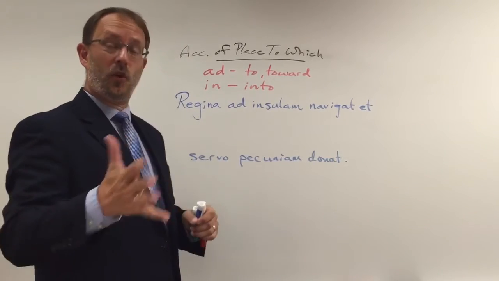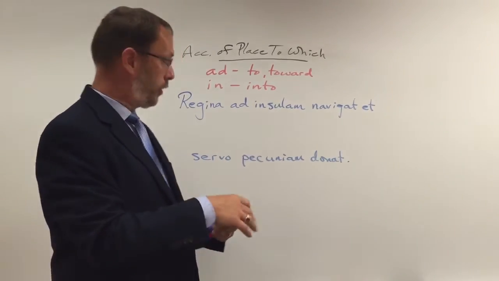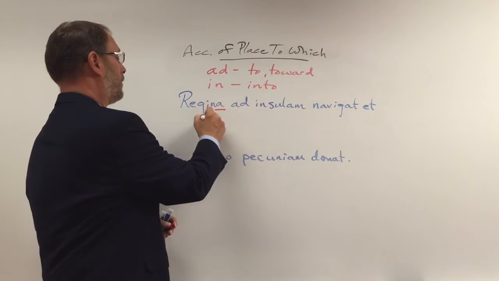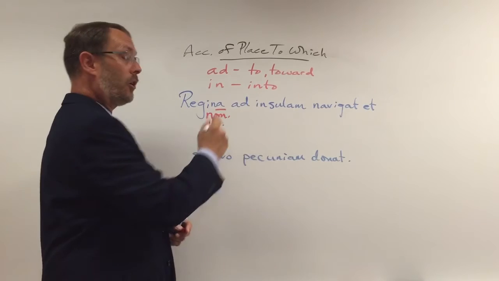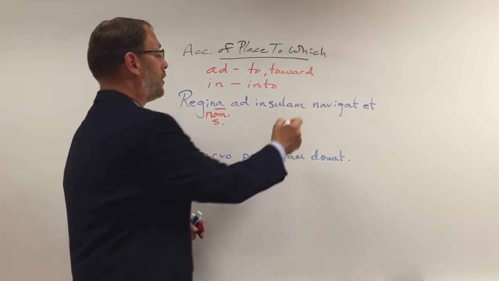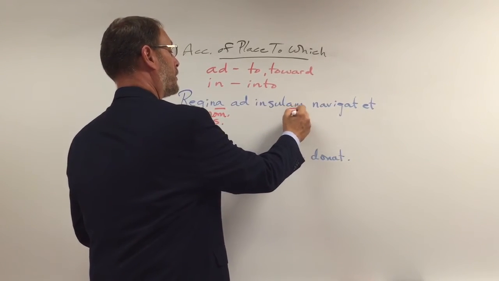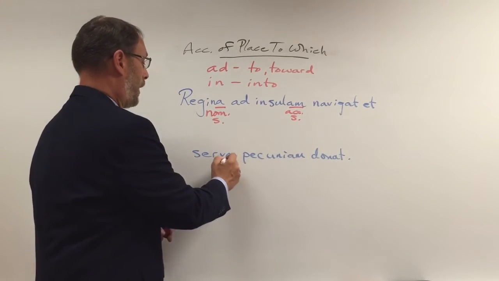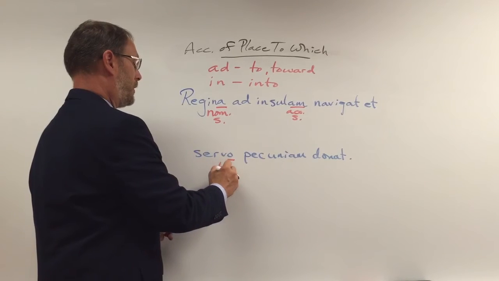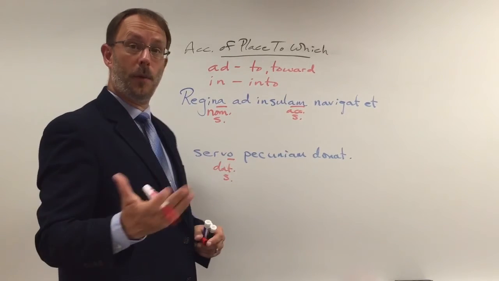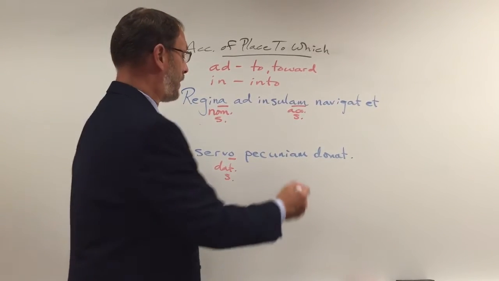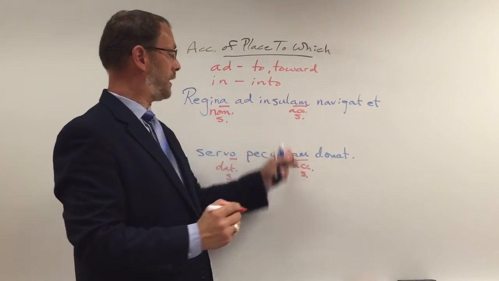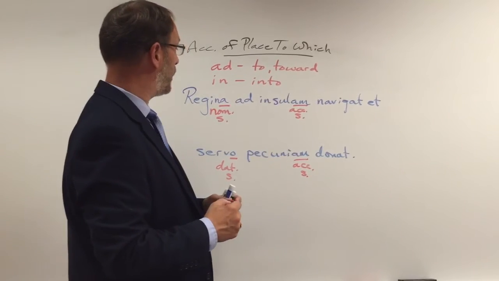All right, so this time actually let's go through and figure out the cases of all the words. So if you know your noun endings, you know the a of Regina is nominative singular coming out of first declension. We have insulam, which is accusative singular, again out of first declension. We have servo, which is dative singular, coming out of second declension. And then we've got pecuniam, which is another accusative singular, looks just like insulam, also out of first declension.